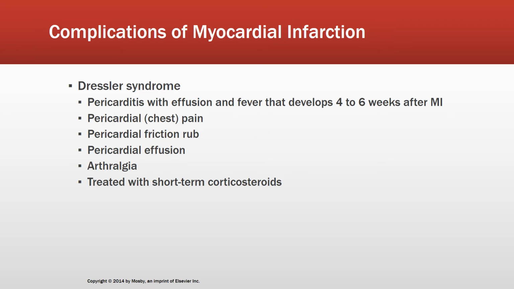With Dressler syndrome, all this is pericarditis, but with effusion, and this one can develop 4 to 6 weeks after MI. What they believe happens is an antigen-antibody reaction to the necrotic myocardium. Patients will come in complaining of pain and fever. We'll hear a friction rub, pericardial effusion, and arthralgia. The laboratory findings include elevated white blood cell count and sedimentation rate, and the treatment is short-term corticosteroid therapy.